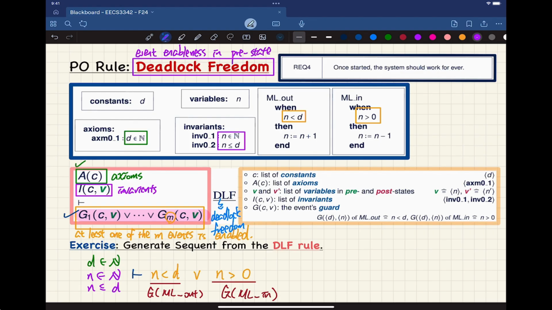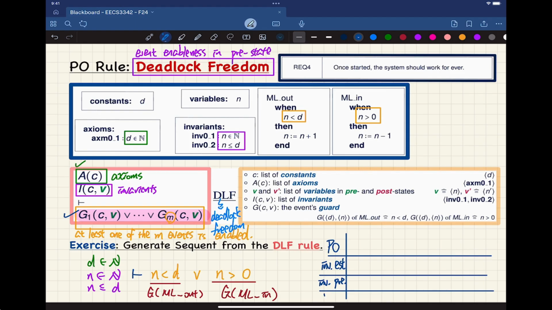Let's now conclude by making some table. Okay. So I'm going to put it here. So let's have a table here. So far we talk about 3 kinds of proof obligation. We talk about invariant establishment. And we talk about invariant preservation. And we talk about deadlock freedom. And we want to know what states each one of them involves. Do they involve pre-state, post-state, or both? Okay, that's a good summary for you.